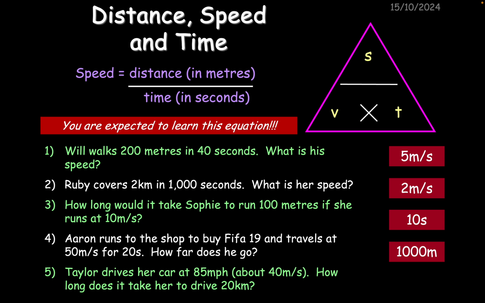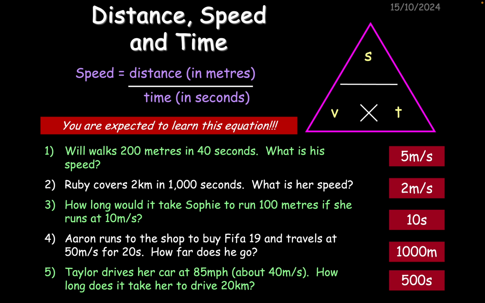And then Taylor drives a car at 85 miles an hour. Well, we don't really use miles per hour in GCSE, but they might give it to you, but you will need to know how to convert it, or they'll give you a chart and you'll have to use the chart to be able to convert it. So 85 miles per hour is about 40 meters per second. How long does it take? So you want to work out time. So to work out time, you need to divide the distance, but be careful because the distance is in kilometers, so it's 20,000 divided by 40. 20,000 divided by 40 gives you an answer of 500 seconds.